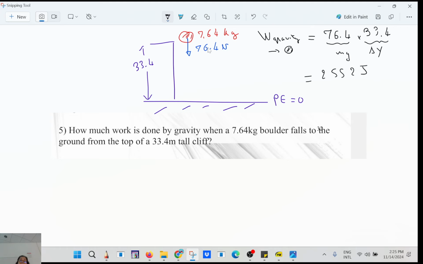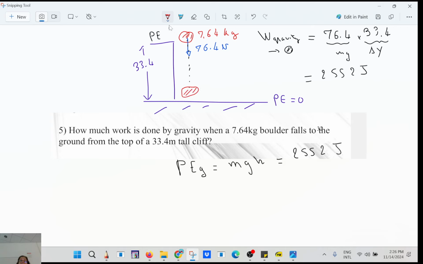Or you can say here it has some potential energy, because that potential energy has the potential to be released when gravity is doing work on it. So we can say that the gravitational potential energy is always equal to m g and the height above that level. It's a different way to look at it. It's like stored energy, and then that energy can be released. And that will also be 2552 joules.